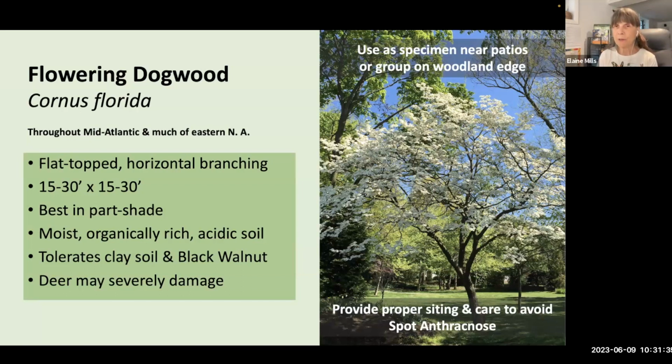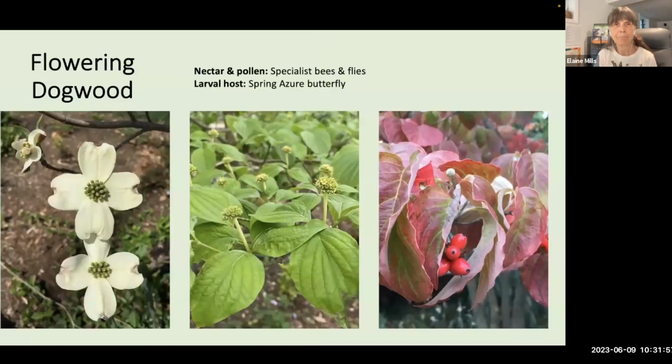In other words, treat this truly as an understory tree. It does best in part shade rather than full sun. Additionally, provide moist, organically rich, acidic soil. It benefits from mulching around the roots of the tree and supplemental water during periods of drought in the summertime.